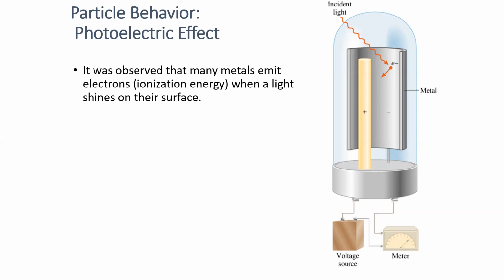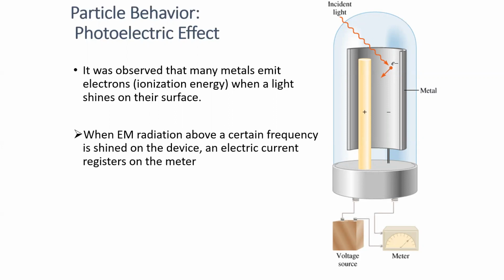It requires a certain amount of work, known as a work function psi. We'll call that the ionization energy. It's the amount of energy required to remove an electron from a metal surface. When electromagnetic radiation above a certain frequency is shined, we can see that an electrical current registers on a meter. And that electrical current is a form of energy.